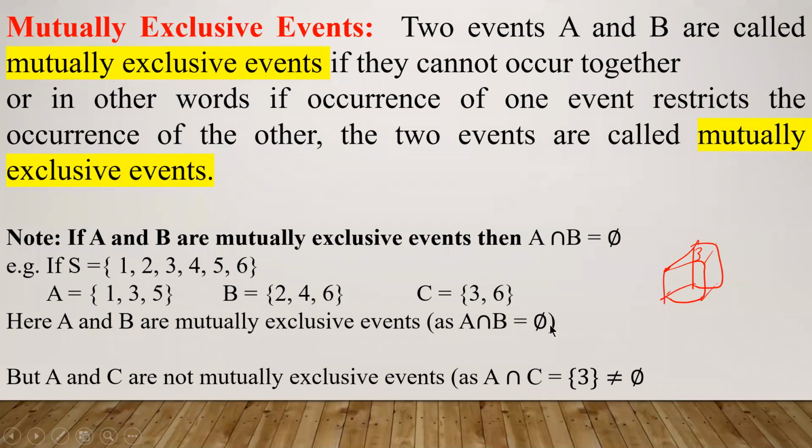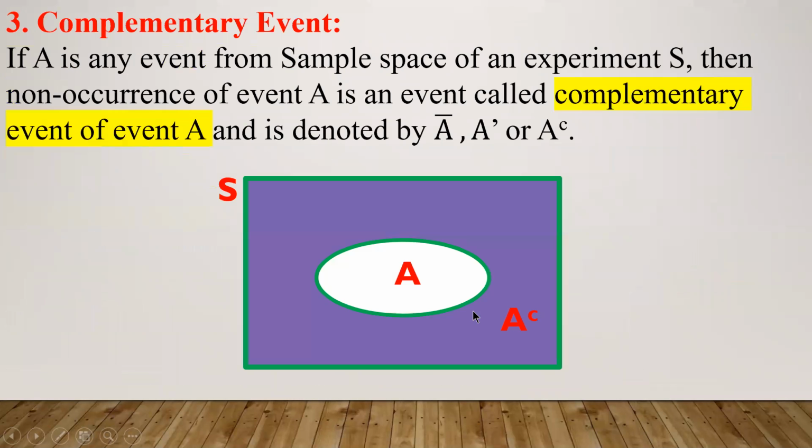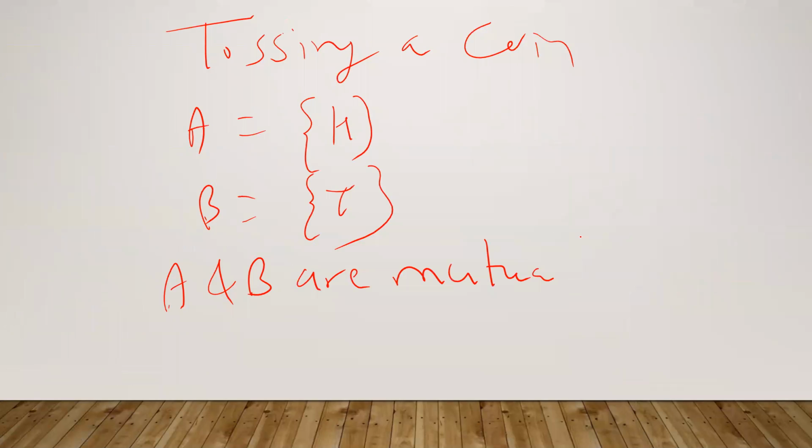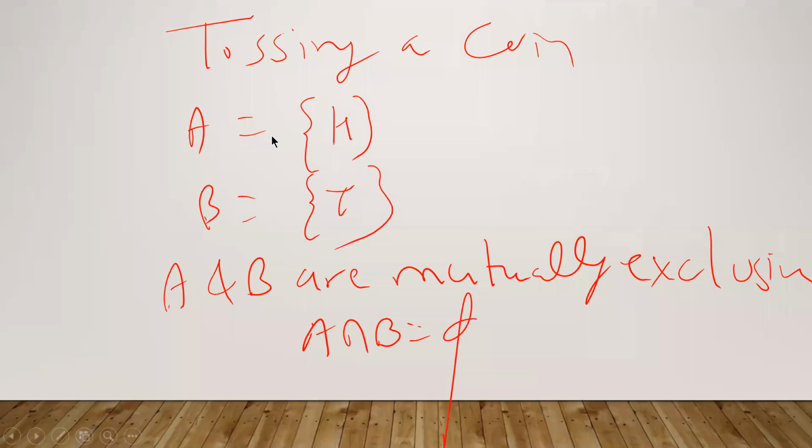Okay, I hope you are understanding. So one more example I can give you, like tossing a coin. If I'm in this experiment and if I take two events, one is getting a head and the other one is getting a tail, then A and B are mutually exclusive. Why? Because उनमें कुछ भी कॉमन नहीं है. या तो हेड ही आएगा या तो टेल आएगा, दोनों साथ में नहीं आएंगे, है ना. तो they are mutually exclusive. Okay, I hope you are understanding.